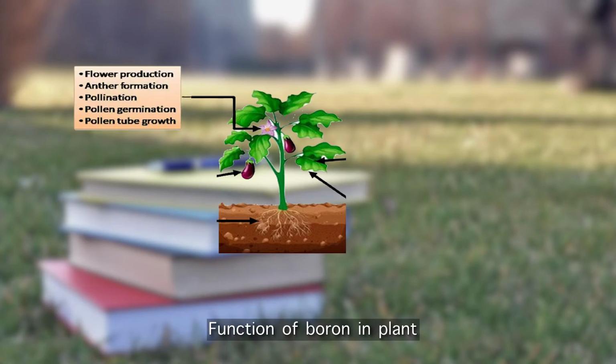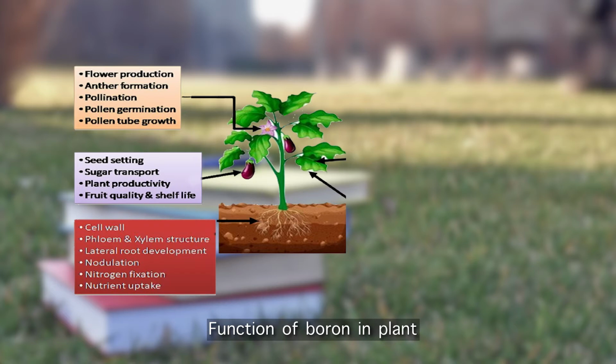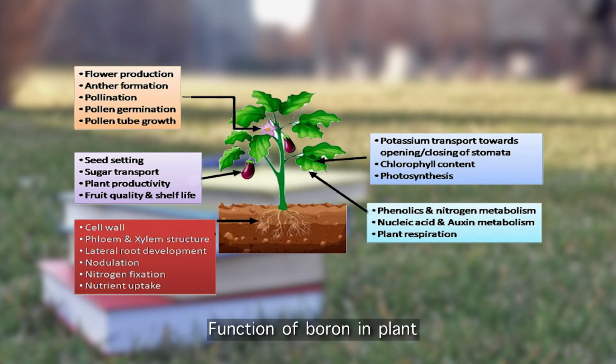In the same way, boron is also useful as a cofactor in the activation of different enzymes. Boron functions may include flower production, production of anther, and production of pollen tube. In the same way, it helps in seed setting, sugar transport, plant productivity, and also in the cell wall, phloem translocation, nodulation, and nitrogen fixation. There is also some role of boron in potassium utilization, chlorophyll production, phenolic content, and plant respiration. So boron is a multidimensional element, required in less amount for different purposes in the plant body.